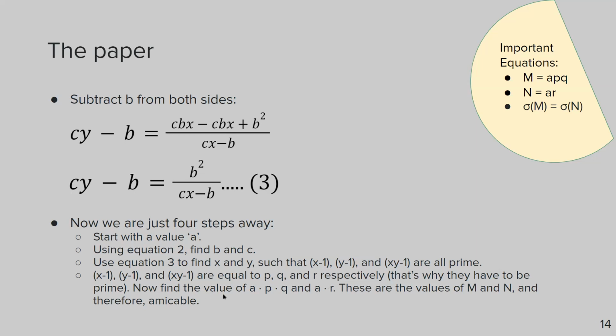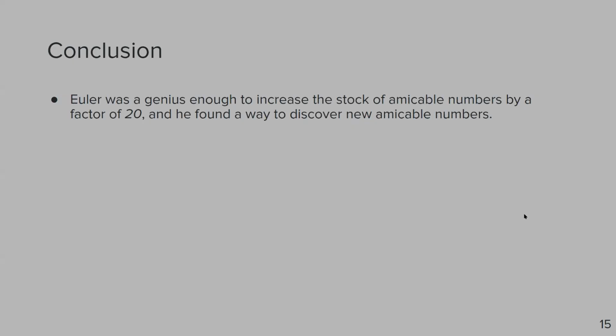And therefore, now we find the value of a times p times q and a times r. This is m and this is n. And therefore these two will be amicable. So the conclusion is that Euler was a genius enough to increase the stock of amicable numbers by a factor of 20, and he found a way to discover new amicable numbers.